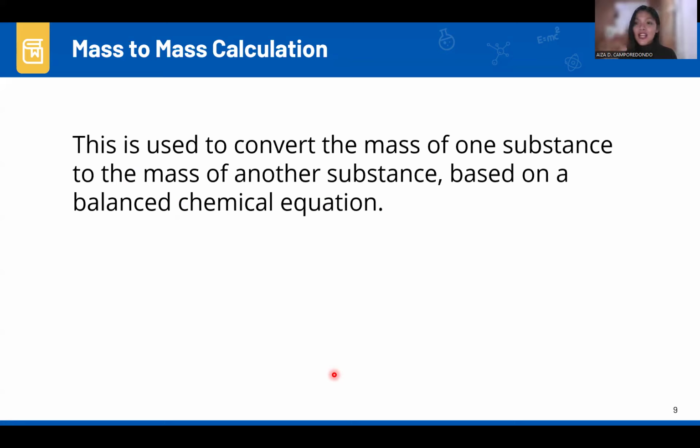So I really want to emphasize first that in using this calculation, the three calculations, mass to mass, mole to mole, and mole to mass calculation, we need first to verify. We need to make sure that the chemical equation is balanced because there are problems kasi that the number of atoms of an element in a reactant is not the same with the number of atoms in the product. That is why it's really important to balance the chemical equation first before proceeding to this calculation.